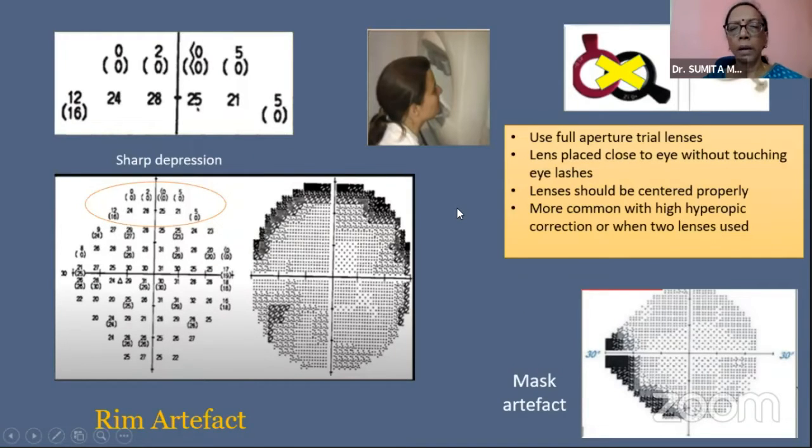And nowadays, in the COVID era, another defect we are getting is the mask artifact, because the patients are wearing the COVID mask, and if it is not properly sealed, there is fogging of the trial frame. As a result, you can mark there is an inferior nasal field defect due to the mask effect.